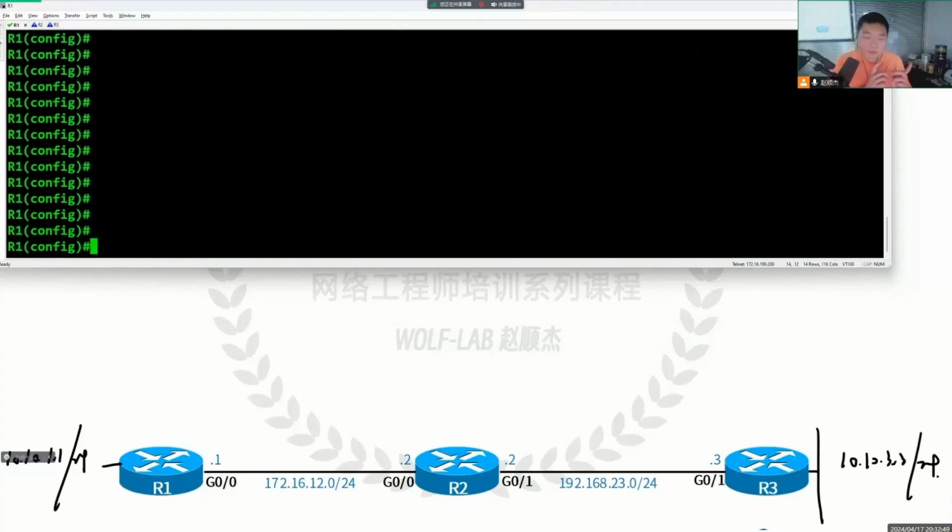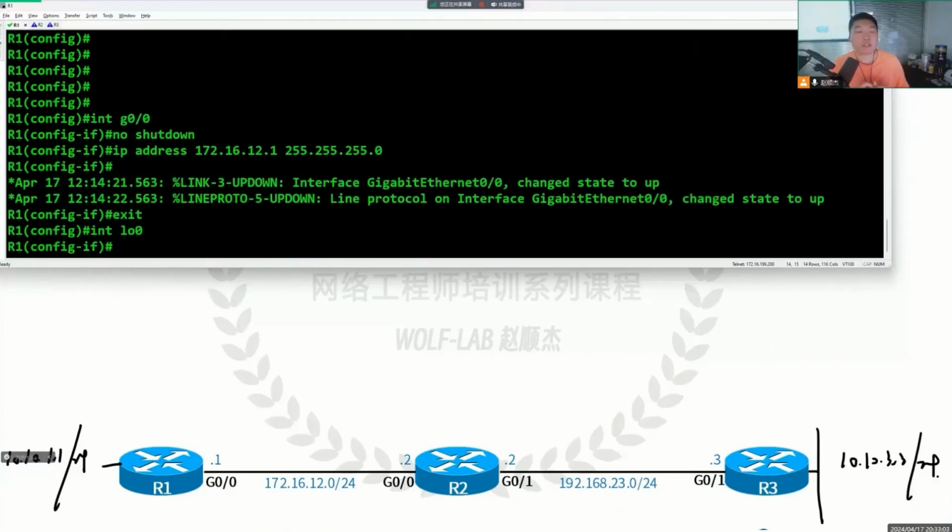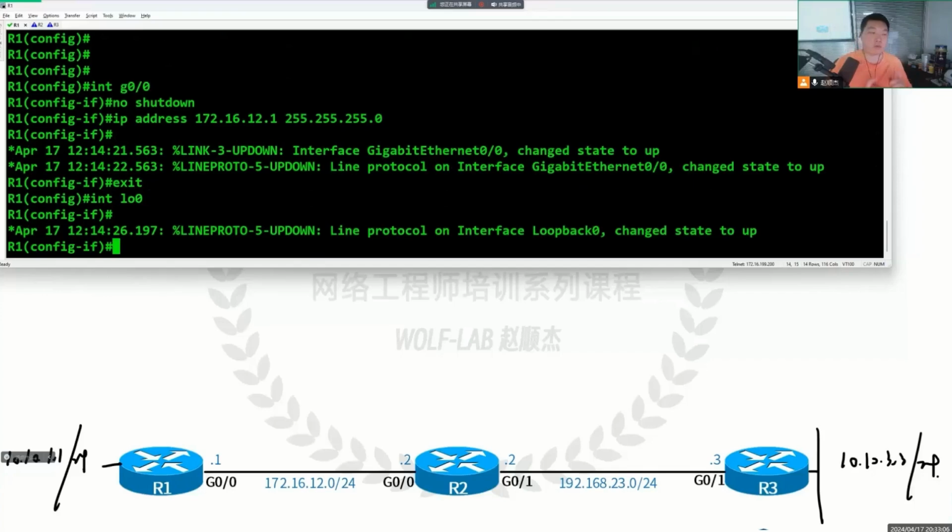The subnet is 192.168.23.0/24, and our host part is .3 with a 24-bit mask. And on our loopback 0 interface, the IP address is 10.10.3.3, 24-bit mask. After the configuration is complete, we can check first with show ip interface brief, to see if the address is configured and whether the interface is up.